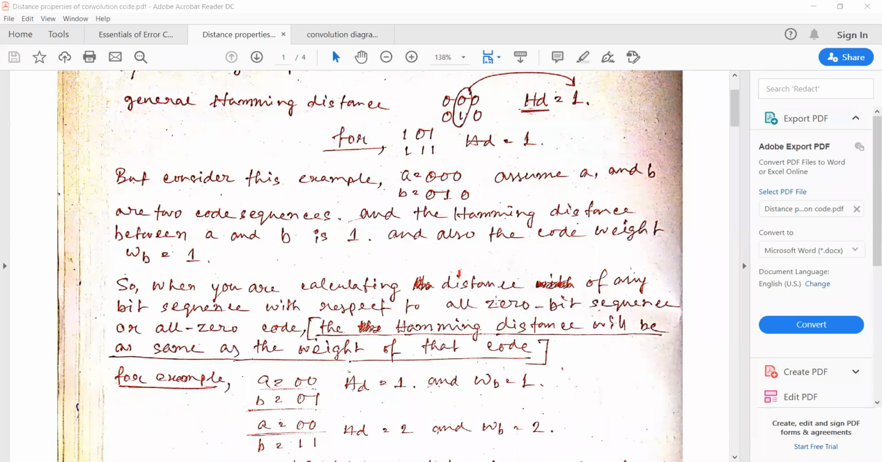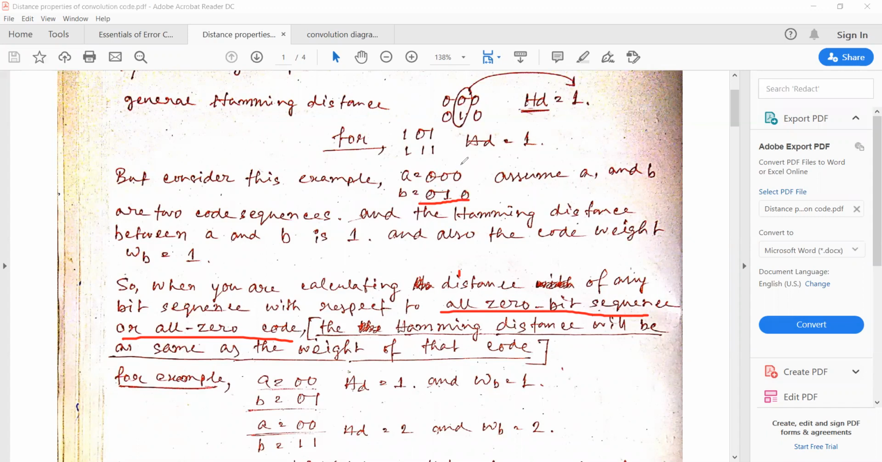I'm trying to say that when you are calculating the distance of any bit sequence with respect to the all 0-bit sequence, like 000 and 010, where 010 is defined by B, the Hamming distance will be the same as the weight of that code. That code means this any bit code.